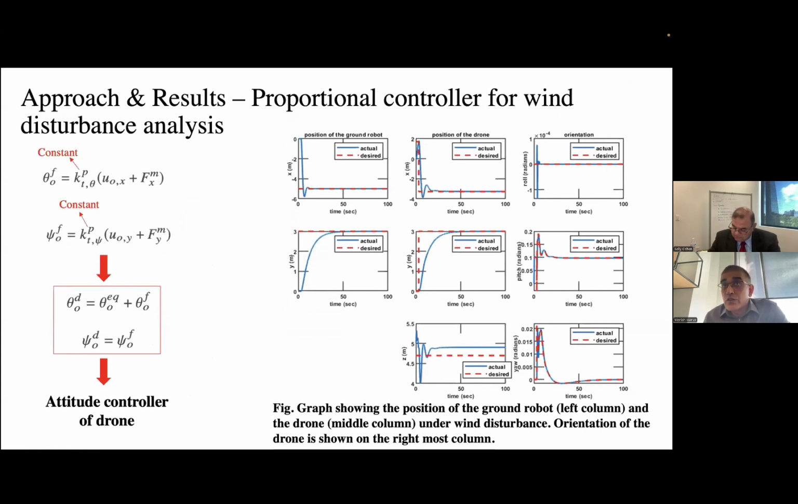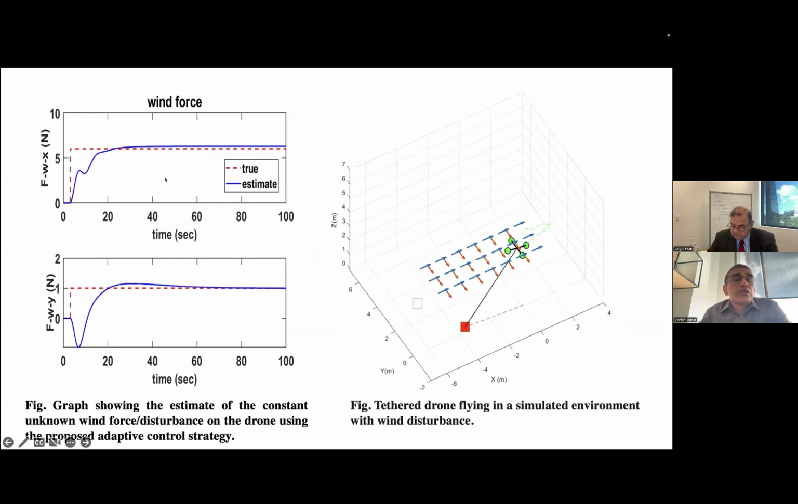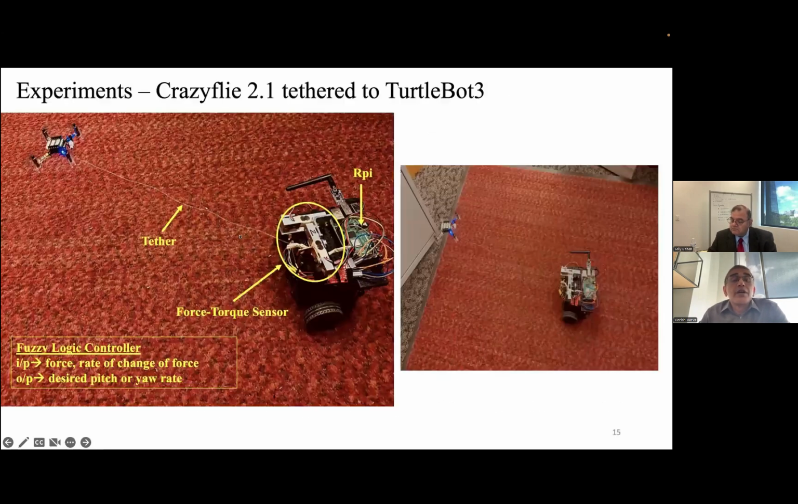In our derivation, we are assuming the wind disturbance is constant or very slowly varying, and these are the results that show very smooth convergence for the position of the ground robot and the drone, how it converges to the desired values. And this shows how we are estimating the wind forces in X and Y direction. This is the simulation setup: you have wind forces acting in both X and Y directions, and they are estimated over here.